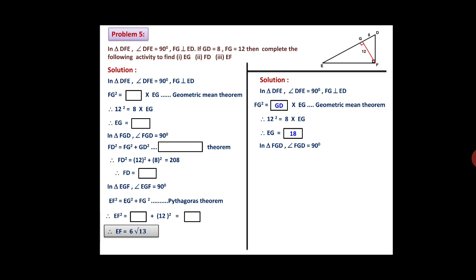Now in triangle FGD, angle G is 90, therefore by using Pythagoras theorem, in the box it will come Pythagoras: FD square is equal to FG square plus GD square. Now we have to substitute the value.